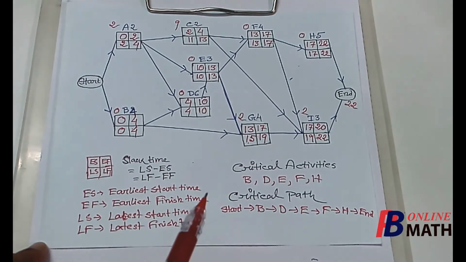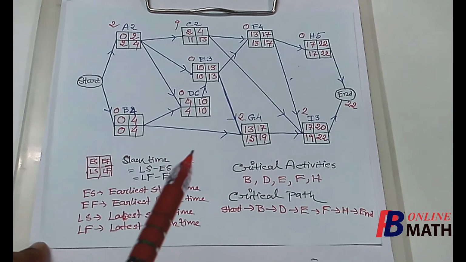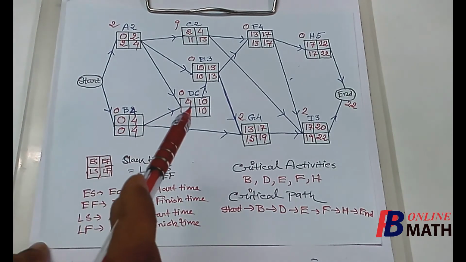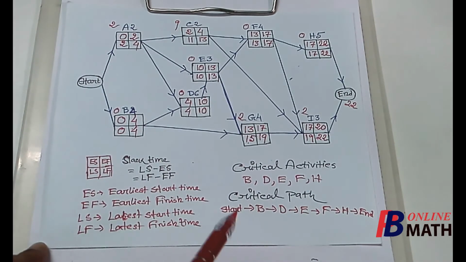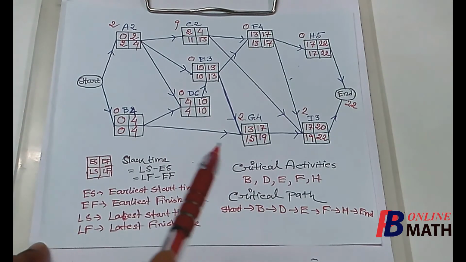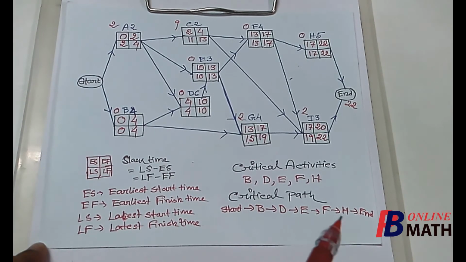Next we find the critical path. The path where all the activities are critical activities is called the critical path. As for example, this path: start to B, to D, to E, to F, to H, to N. This path is called the critical path. In a project network, there may be one or more than one critical path. In this problem, there is only one critical path, but there may be some problems where more than one critical path exists. So this path is called the critical path, and each activity on this path is called a critical activity.